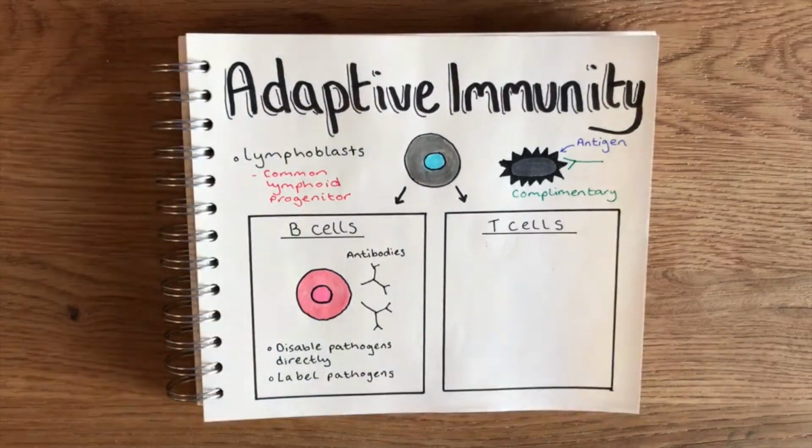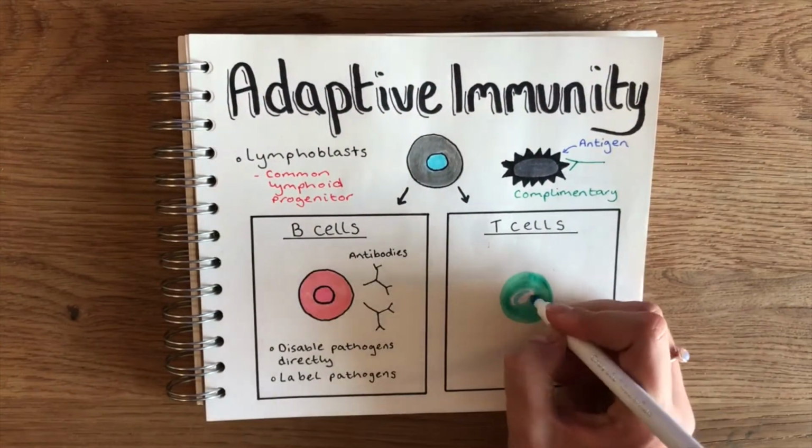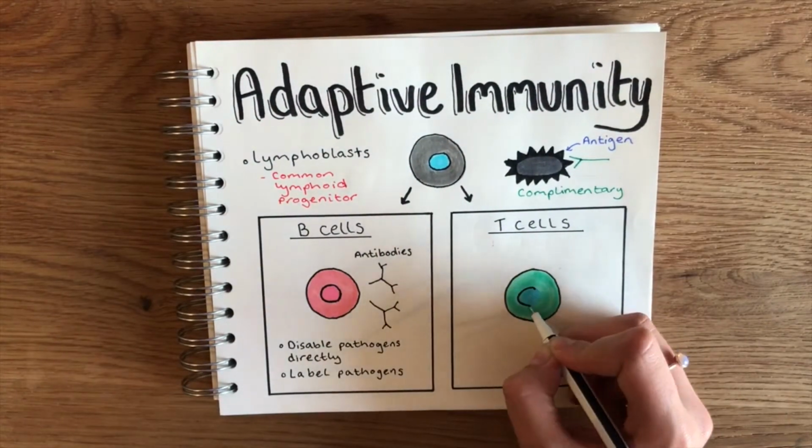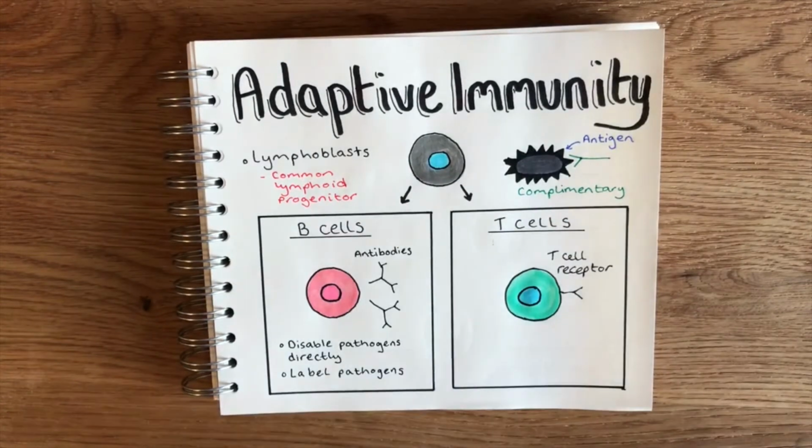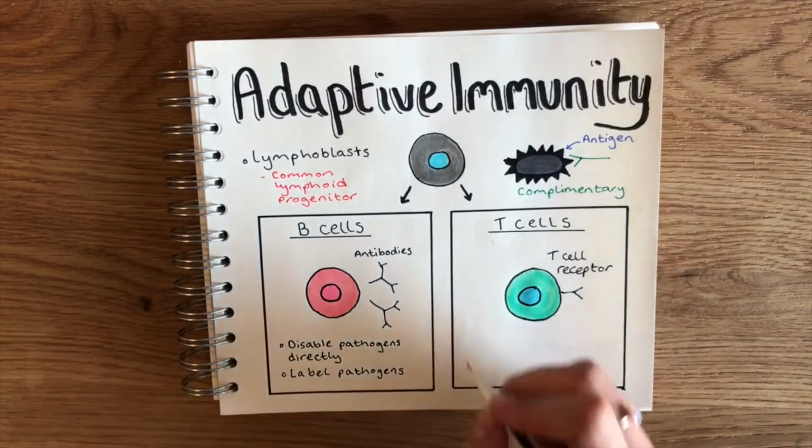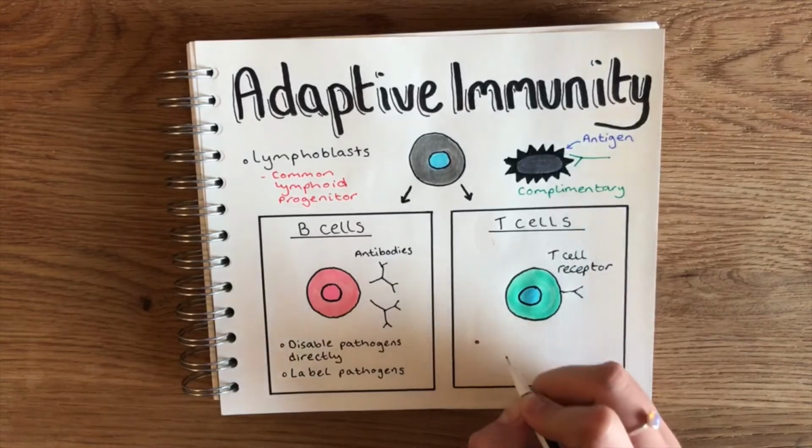Rather than producing antibodies, T cells have a unique T cell receptor or TCR on their cell surface. And again, each T cell will have a TCR that is specific to just a single antigen. In order to become activated, T cells have to be presented with antigens on the surface of cells known as antigen-presenting cells. So this is things such as dendritic cells or macrophages. And depending on the T cell, this can have different functions.